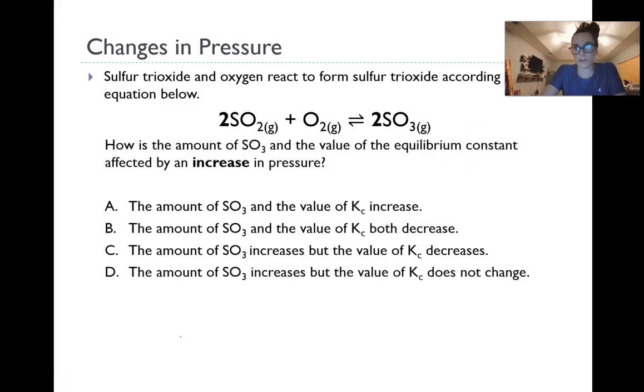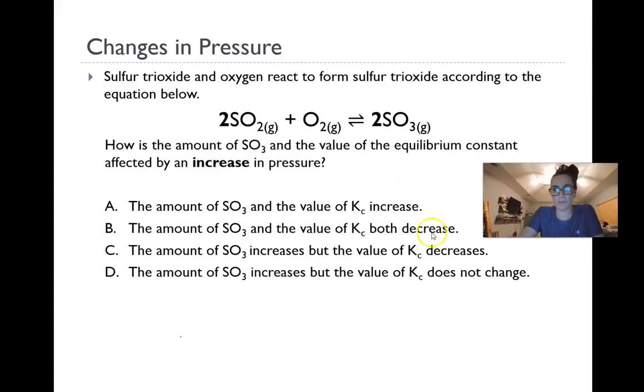So let's look at a multiple choice question here. We have our sulfur dioxide and oxygen system making sulfur trioxide. How is the amount of sulfur trioxide and the value of the equilibrium constant affected by an increase in pressure?